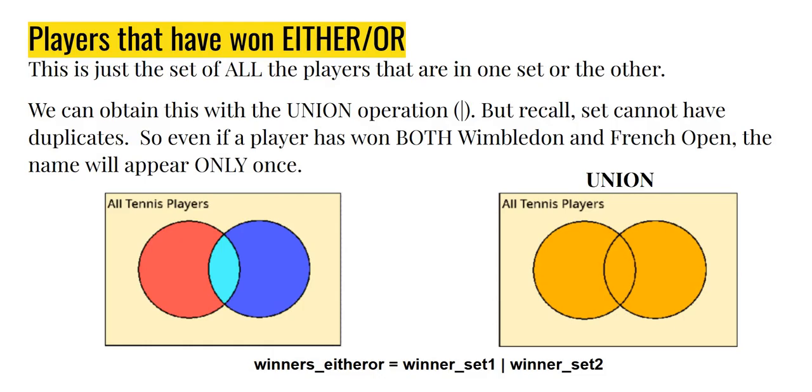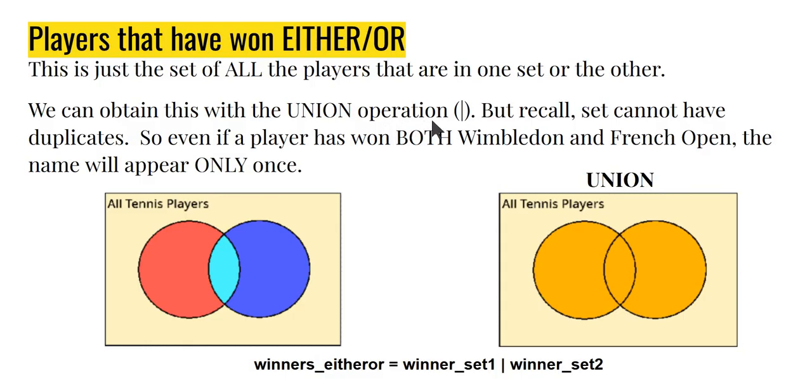The first question we ask ourselves is, which are these people who have won either or, which means a set of all the players that are either Wimbledon winners or, let's say, French Open winners. So, these are in one set or the other, and of course, they could be in both the sets. Now, this is obtained with what is called a union operation, very similar to what would be an OR gate, let's say, in case of a bitwise operator, as we'll see later on.